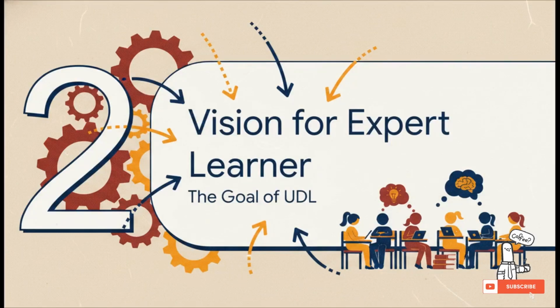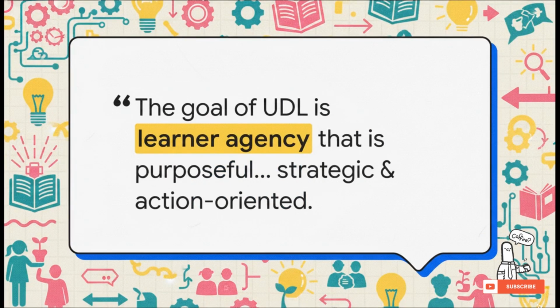Moving right along to Section 2, our vision for expert learners. Ultimately, we want to create what we call expert learners. We need to connect every single UDL checkpoint back to this one primary end goal, developing purposeful, reflective, and resourceful student agency. You see, according to the newly updated CAST UDL Guidelines 3.0, this entire framework isn't just about kids accessing information. It's really about building the emotional and cognitive capacity of the student so they can step up and take true ownership of their own learning.